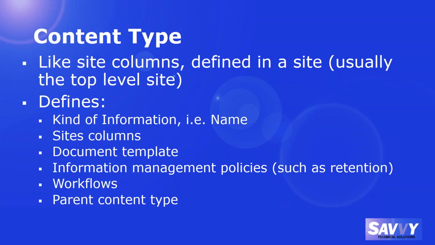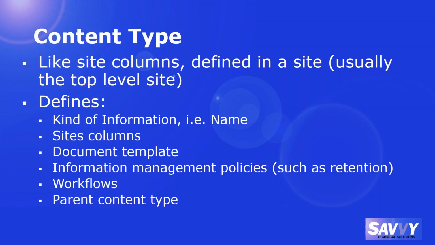So for instance, say I create a parent content type called a project document, and I specify that there's a project ID and a project manager specified with that. Well, I could now have a content type called project scope document that inherits from my project document. So my project scope document might have a unique template associated with it, but it's going to pick up those columns from its parent content type.